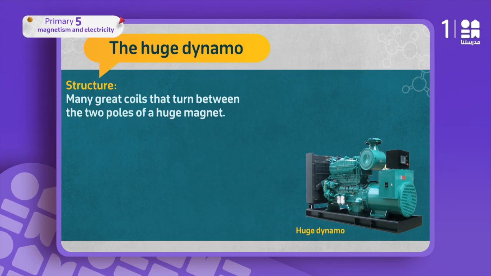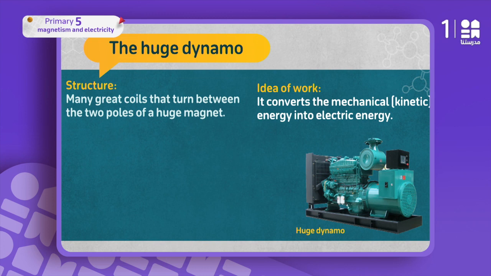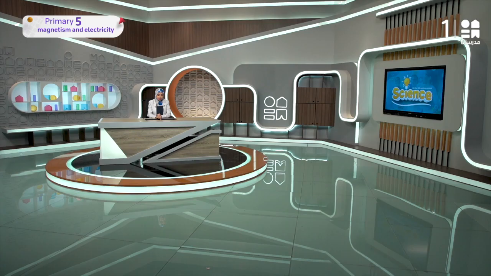Okay, the second example, the huge dynamo. A huge dynamo is just a very big dynamo. So surely it has more coils and a stronger magnet. It has many great coils that turn between the two poles of a huge magnet. What is its function? Just like the dynamo, it converts the mechanical or kinetic energy into electric energy.